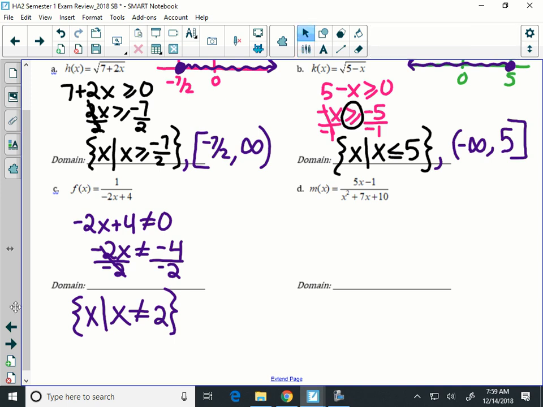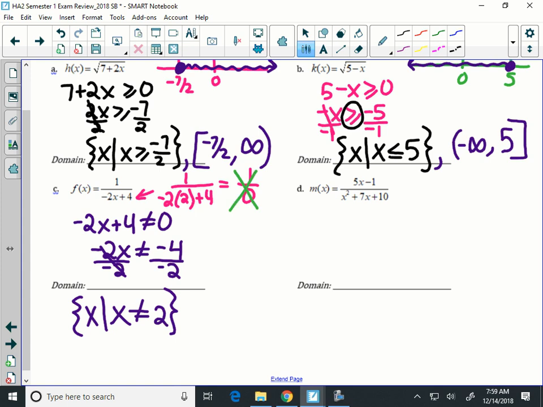If I put 2 back into the denominator right here, I'd have 1 over -2 times 2 plus 4, which gives me 1 over 0, which is bad. We cannot have 1 over 0. That's not happening in the math world.